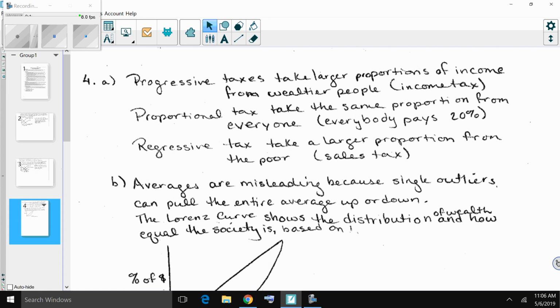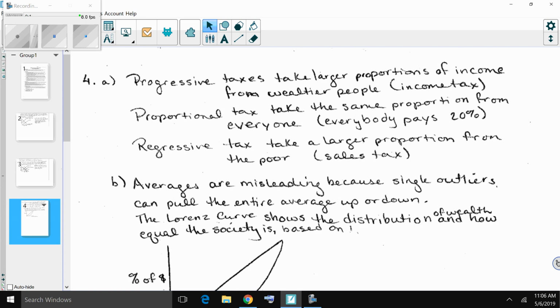Examples of these: progressive is income tax, where in the United States, the wealthier you are, the higher rate of income tax you pay. Proportional taxes would be when everyone pays the same 20% or whatnot. Property taxes are an example of that here in Palm Beach County. Property taxes are at a certain rate.